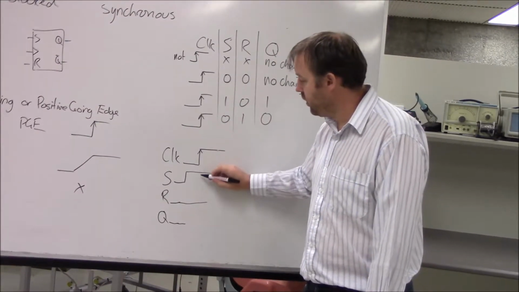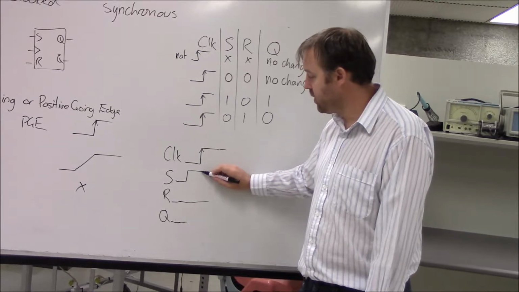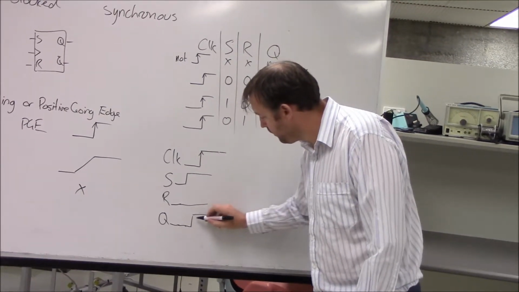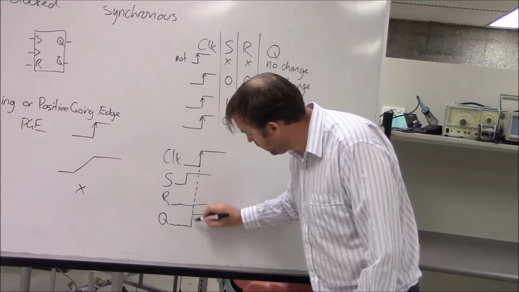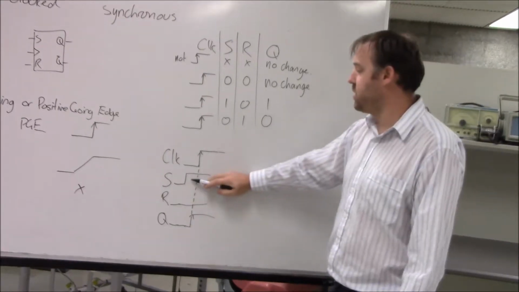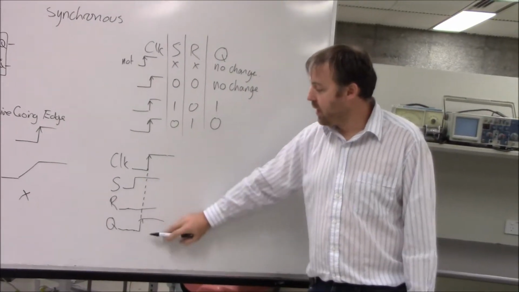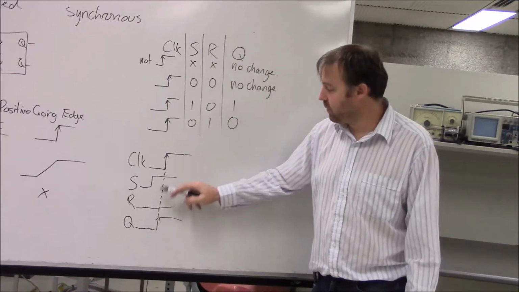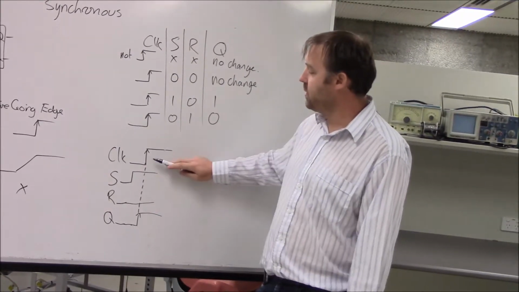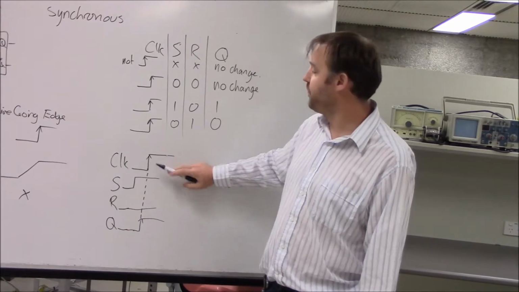Okay, so this isn't going to change until it sees this. So it sees this and it looks at the set and it goes, oh, okay, set's high, so better set Q to high. Maybe draw a dotted line. Yep, dotted line to indicate the timing. Okay, so you can see how set has changed earlier than the output has changed by a significant time, because it won't change until it sees this rising clock edge.